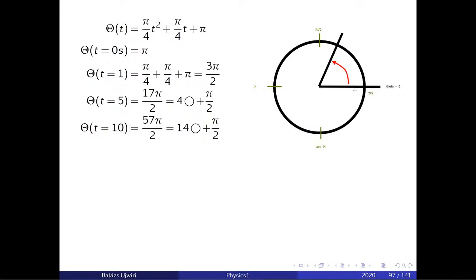The only thing that can help us to calculate where the body is on the circle is to divide the result. For example, this is 17 pi over 2. It's not easy to imagine where it is. So try to divide it into n times 2 pi, where each full circle is 2 pi, plus the residual. And you can tell me after how many full circles, where the body is at, for example, t equals 1 second.